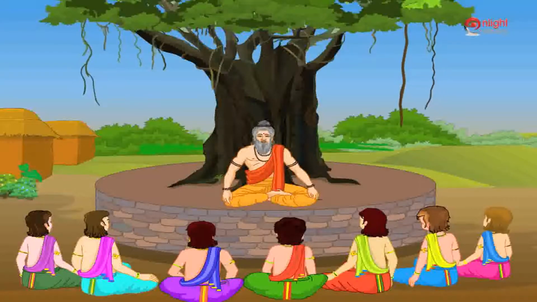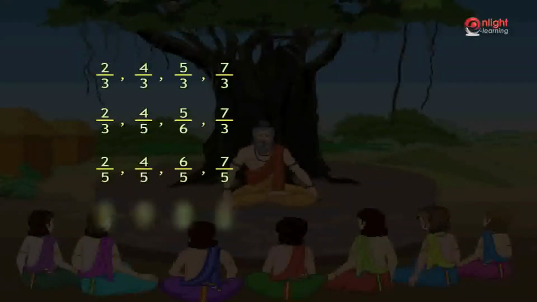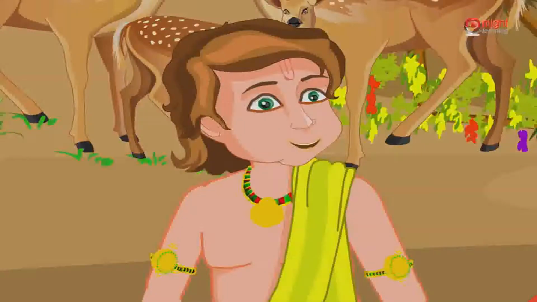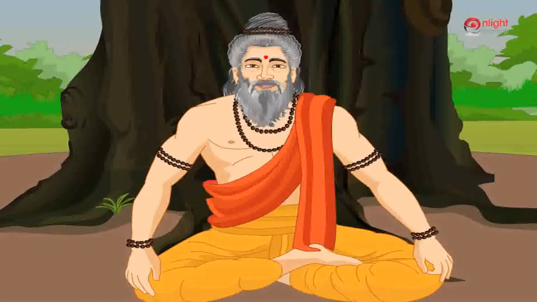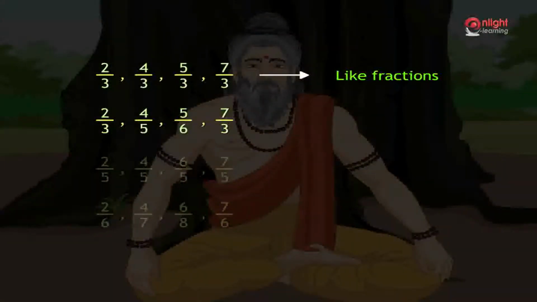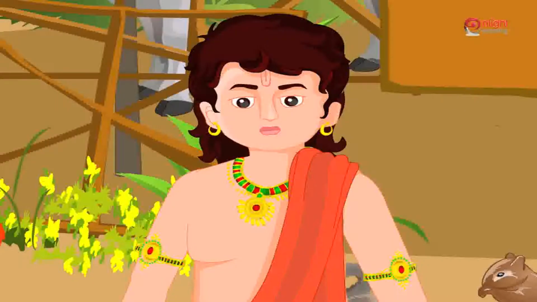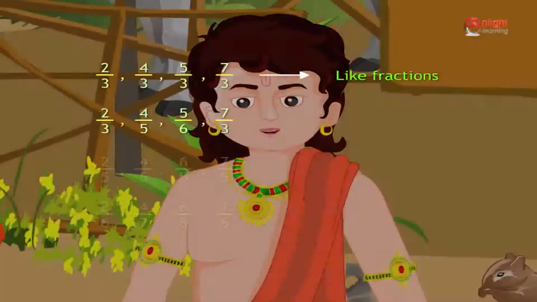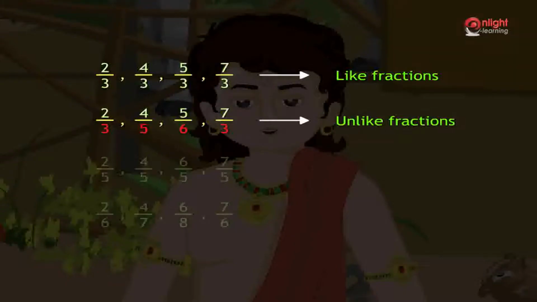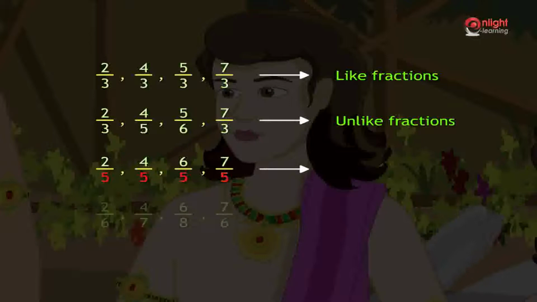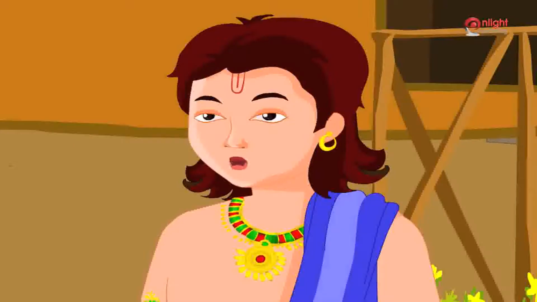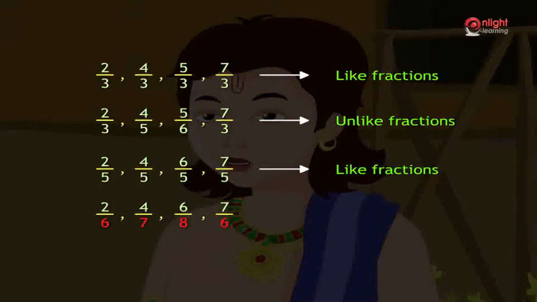Identify the like and unlike fractions from the given groups of fractions. The first group of fractions have the same denominator 3 and so they are like fractions. The second group of fractions are 2 by 3, 4 by 5, 5 by 6 and 7 by 3. The given group of fractions have different denominators, so they are unlike fractions. The third group of fractions have the same denominator and so they are like fractions. The given fourth group of fractions have different denominators, so they are unlike fractions.